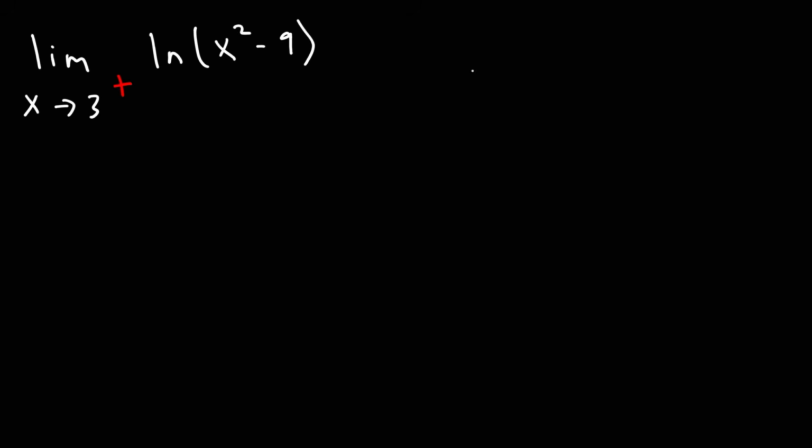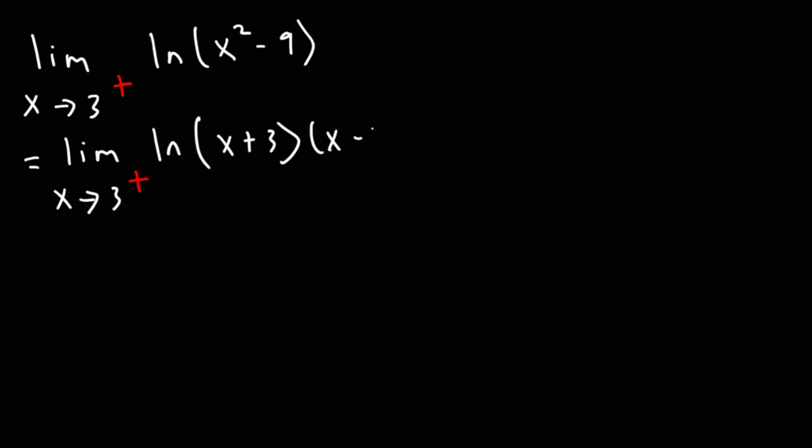The first thing we can do is factor this expression. So we have the difference of two squares. a squared minus b squared is going to be a plus b times a minus b. So x squared minus 9, when you factor it, is going to be x plus 3 times x minus 3. And all of this is within the natural log function.